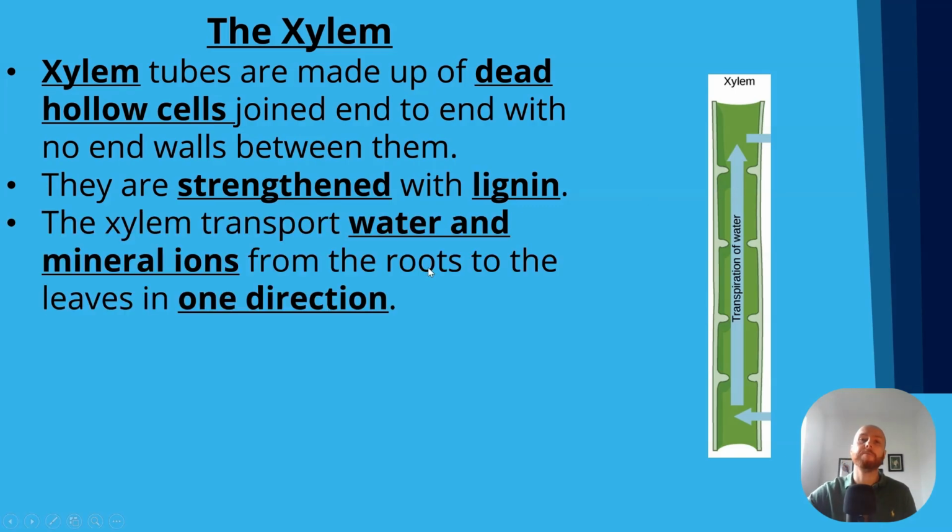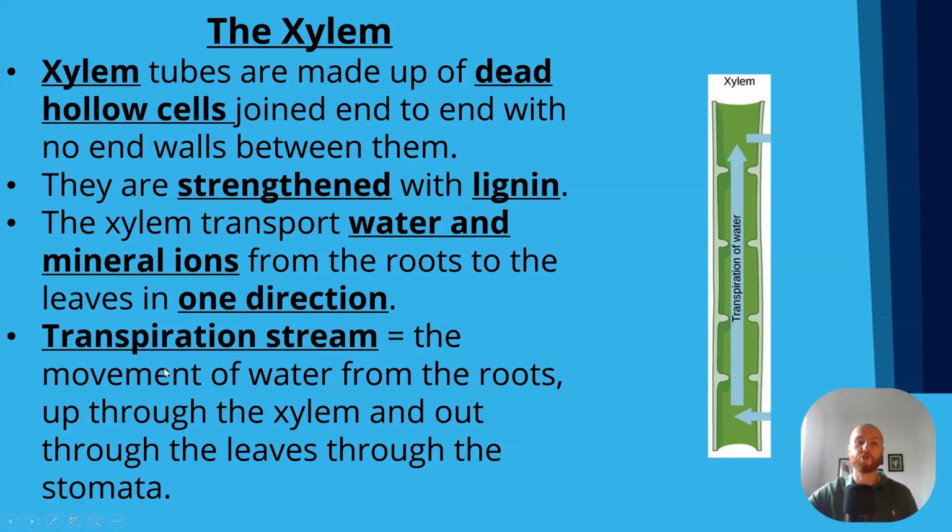Now, the xylem transports water and mineral ions from the roots to the leaves, and that only runs in one direction. So transpiration is one direction from the roots to the leaves, whereas translocation can go in both directions, which is a key difference. Now, the transpiration stream is the movement of water from the roots up through the xylem and out of the leaves through the stomata, or the singular for the word stomata is stoma.